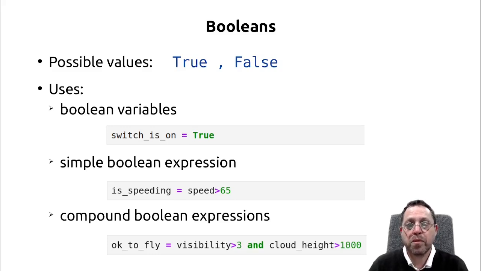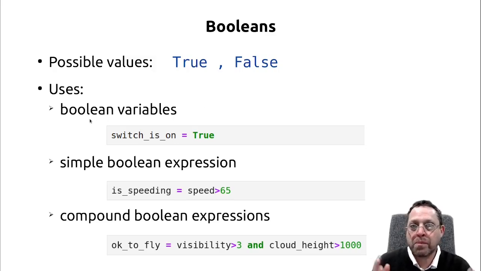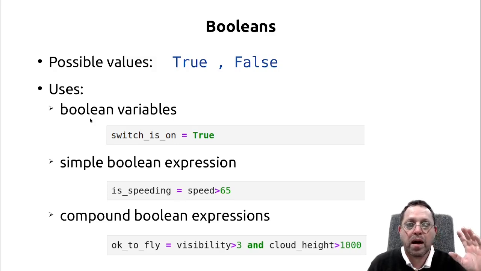So, as I mentioned, a Boolean is a data type that can take on 2 possible values. And in Python, those values are called true and false, and we capitalize true and false. There are several uses for Boolean data type. One is to just declare a simple Boolean variable that represents something that can only have one of 2 values, such as, for example, a switch can be either on or off. And so here I have declared a variable called switch is on and assigned it the value true. So the data type for switch is on is Boolean.